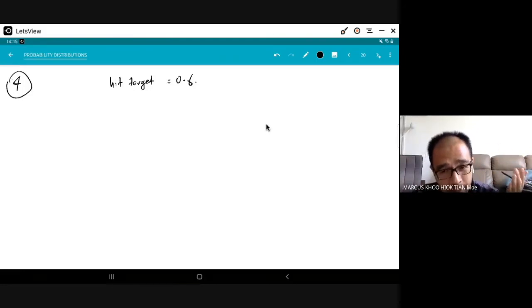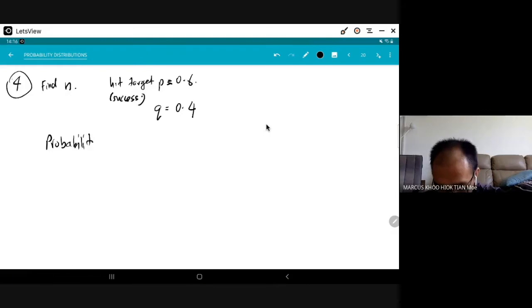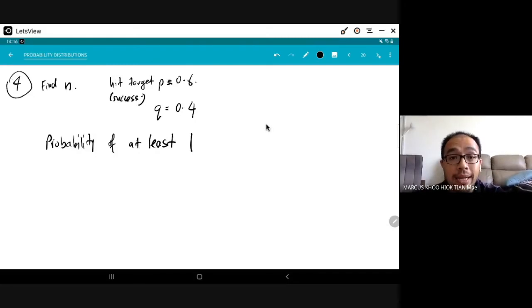Okay, so from here, it has already said that hit the target is success. It has told us. The question wants us to hit the target. So P equals 0.6. Immediately you know Q is 0.4. Okay, the question is asking you to find the value of N. Actually that's the question. And it has told us the probability of at least 1 is equal to 0.9.